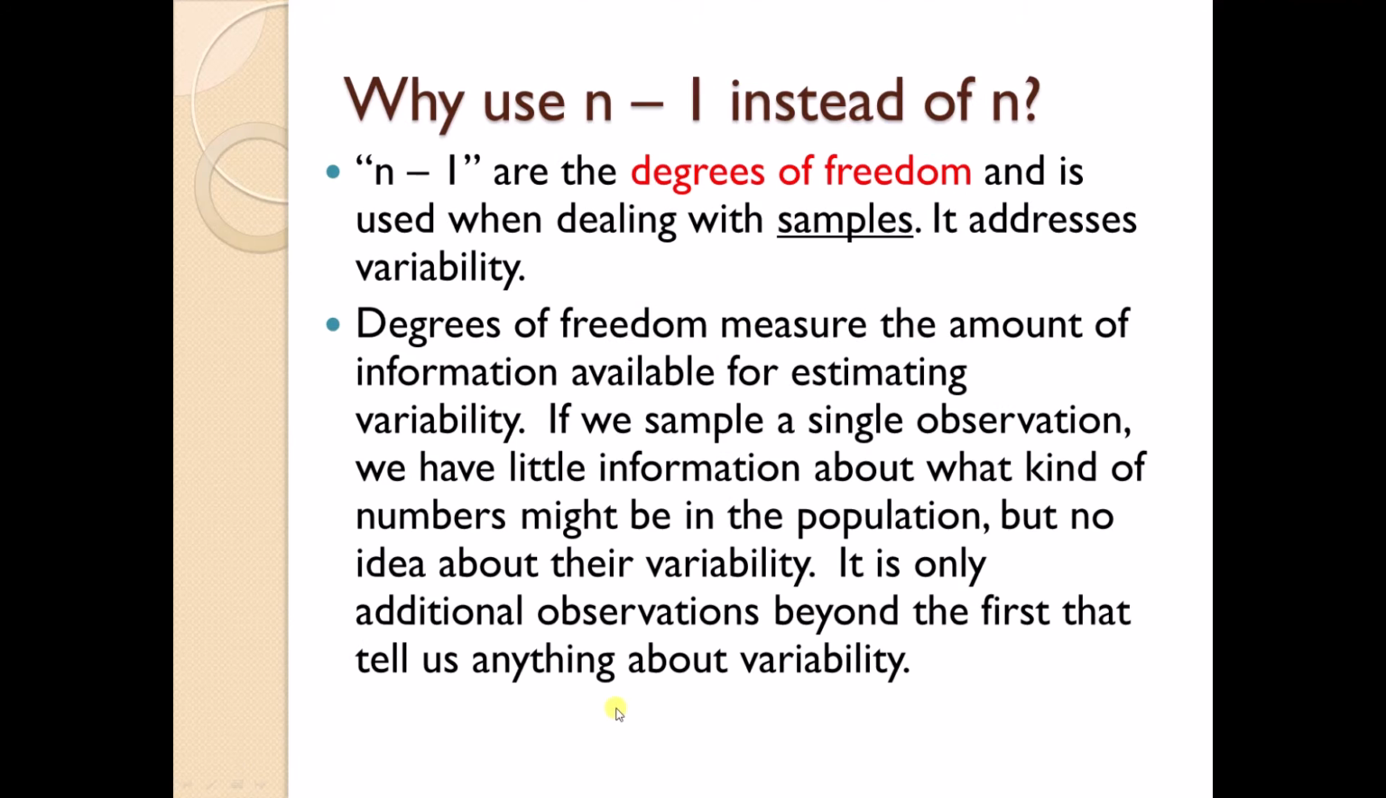Okay, this business of n minus 1 instead of n. We are going to run into this notion of degrees of freedom all throughout the course. It's used when we're dealing with samples, and it addresses sampling variability. It's a very abstract idea. When you have small data sets, they tend to have a lot of error. So if you get an average from a small data set, it'll be less accurate than from a large data set. So n minus 1 is a way to try to correct for that error.